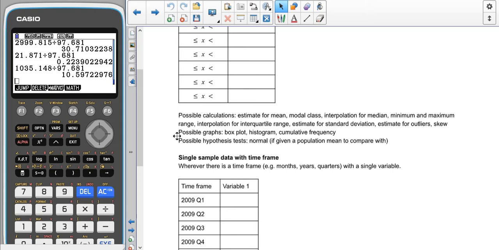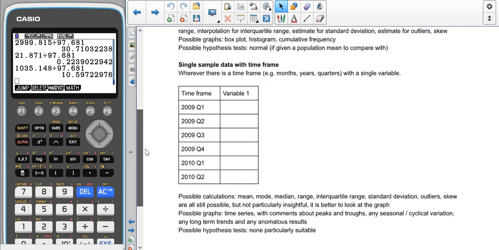Now from this we could draw a box plot, a histogram, or a cumulative frequency, and we could still be asked to do the normal hypothesis test, but we wouldn't be asked to do a sign test or a Wilcoxon signed rank test with this, because we can no longer say either what the size of the difference is or what the sign of the difference is, because we don't know the actual values of data. We only know what interval they fall in, but we can find an estimate for the mean of this data and then compare that to the mean of our population.